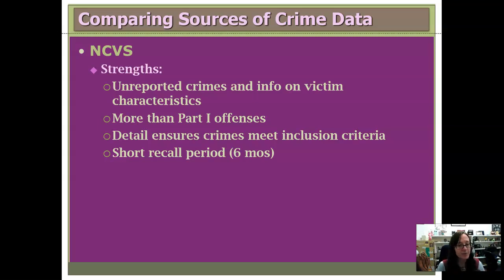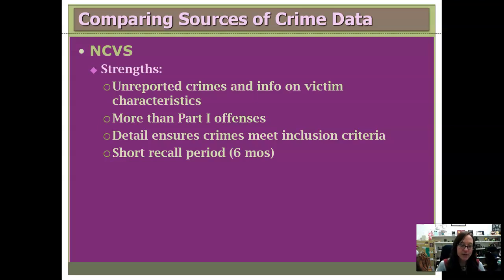We also get more than just part 1 offenses. Almost any potential way you could even think to be victimized, the NCVS asks about that. The detail that is part of the NCVS ensures that the crimes do meet the criteria for inclusion for various different categories, because the questions are clearly laid out and it's very specific language. Also, that short recall period of 6 months means that it's probably a lot more valid than asking for details about things that happened years ago or potentially within somebody's lifetime.